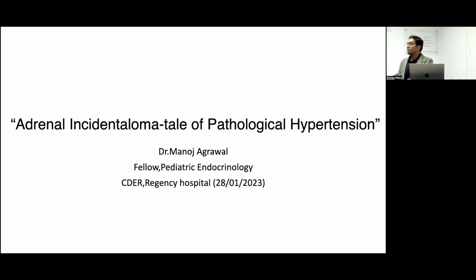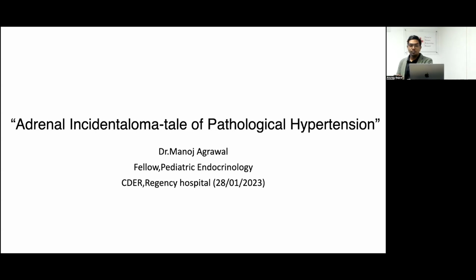So among the 15 causes of endocrine hypertension, if these causes are not there, then we have to think about the adrenal causes of the hypertension. Today we are discussing a case that we found in our OPD, which presented as an adrenal incidentaloma, and at every point there was a twist, and finally the diagnosis came out as another cause.